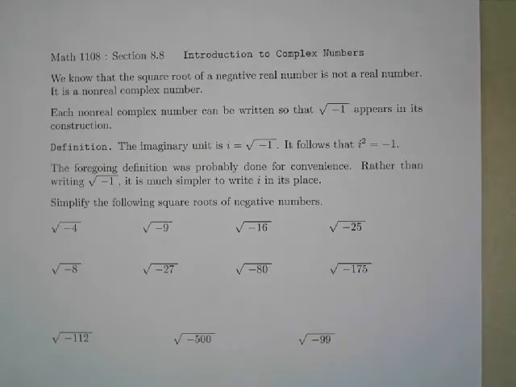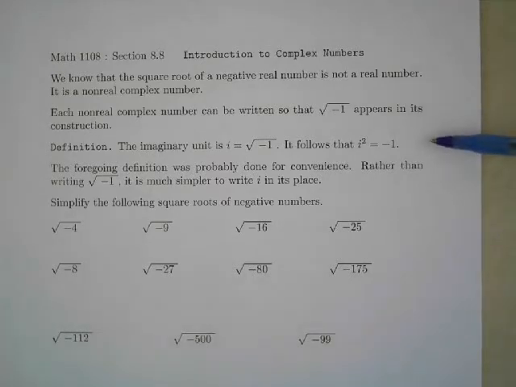Math 1108, Section 8.8, Introduction to Complex Numbers. We already know that the square root of a negative real number is not a real number, but it is a number. It's called a non-real complex number. Each non-real complex number can be written so that the square root of -1 appears in its construction.